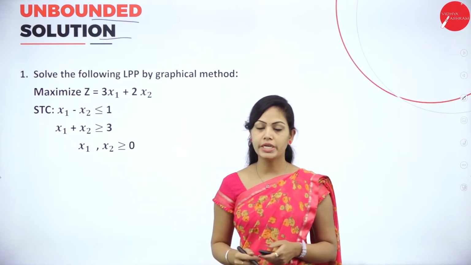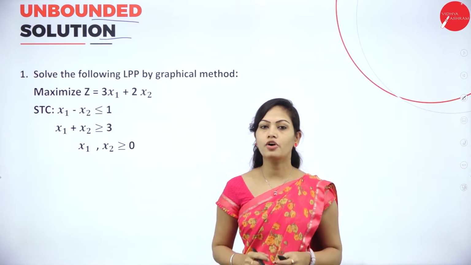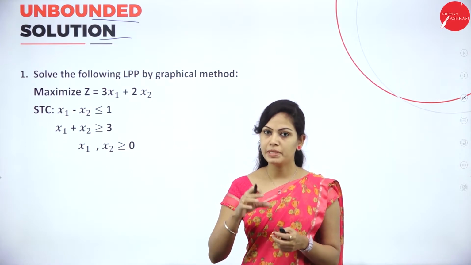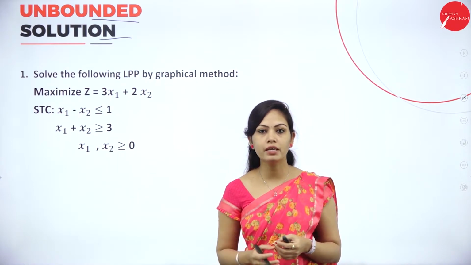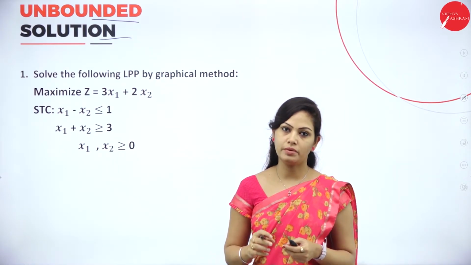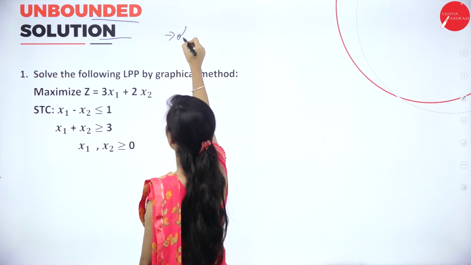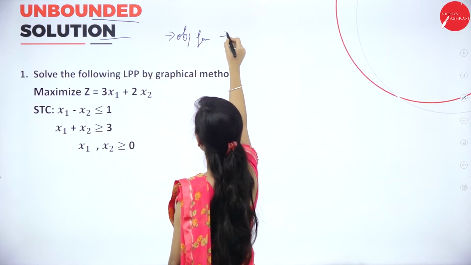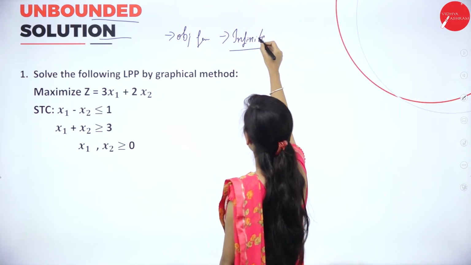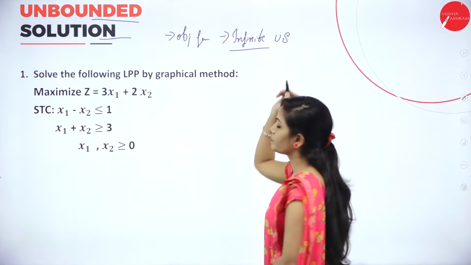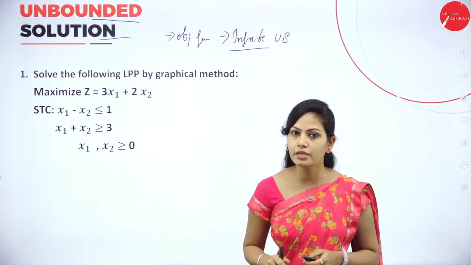So what is this unbounded solution? When the LP solution is infinitely large, then we call it an unbounded solution. We get infinity values in an unbounded solution. It is a situation where the objective function is infinite, and that is called an unbounded solution.